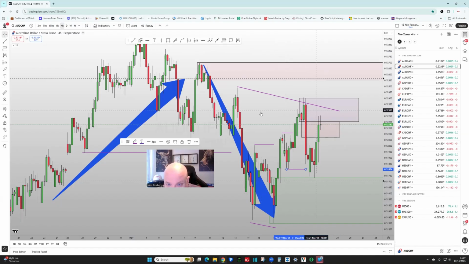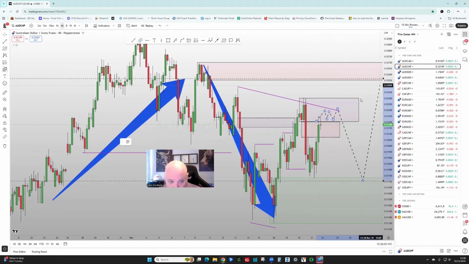Okay, so price inefficiency at the minute, we've actually come and filled fair value here, wick to the wick. This is fair value. We've come and tapped through that and wicked up through the top. So I do believe that we may tap maybe into 50% of this area, and then we may come back down into this to then push up.